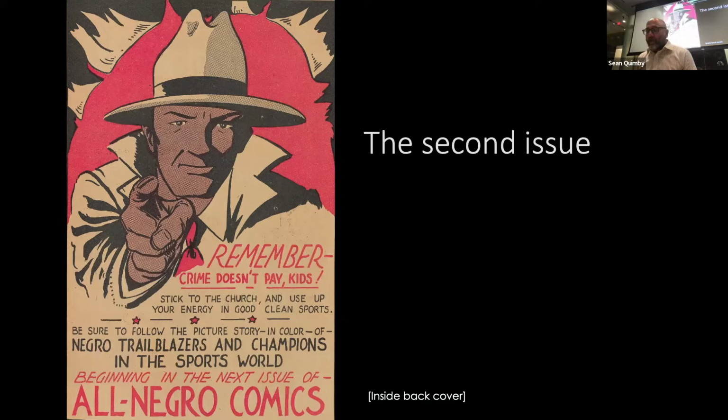Several accounts report that a newsprint wholesaler refused to supply the second issue. But these are secondary accounts. There's no detail to them. But if Evans was able to tap into an established network of African-American newspaper distributors to get copies of All-Negro Comics to readers, could he not have also drawn on that network to source newsprint?